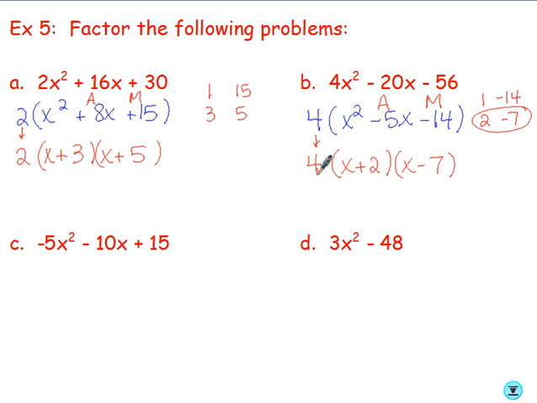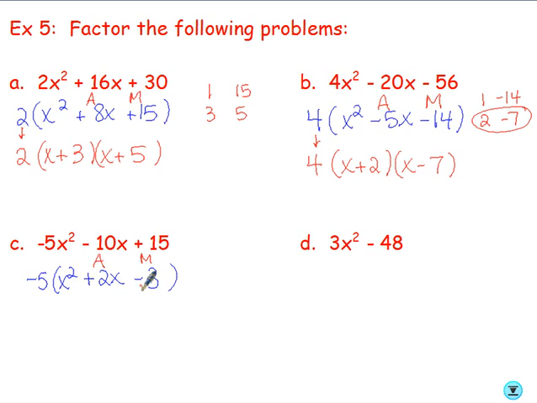This one, your GCF was the negative 5. Divide and we get x squared. Negative 10 divided by negative 5 is positive 2x. Positive 15 divided by negative 5 is negative 3. We are looking for two numbers that multiply to give us negative 3 and add to give us 2.